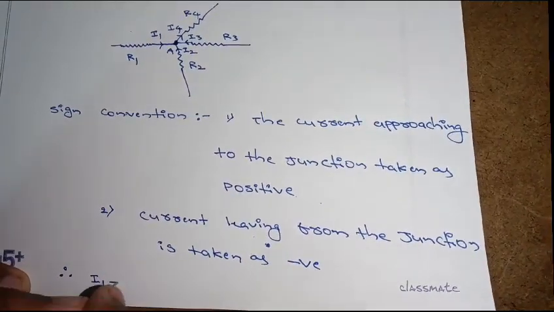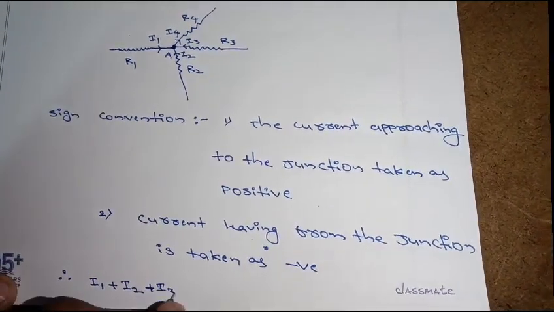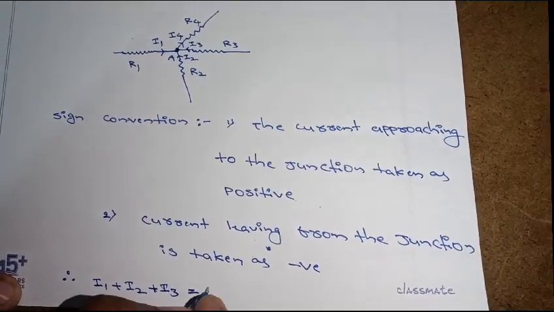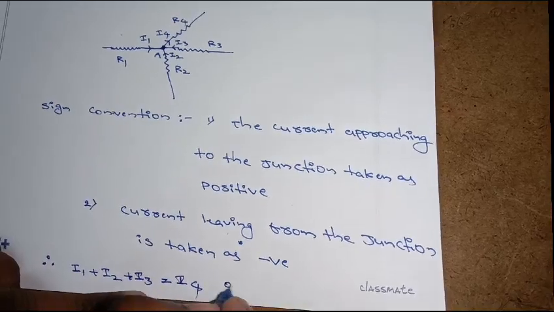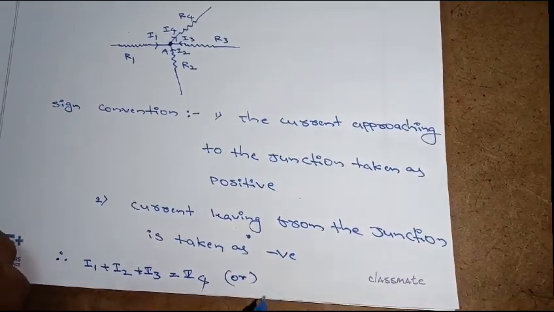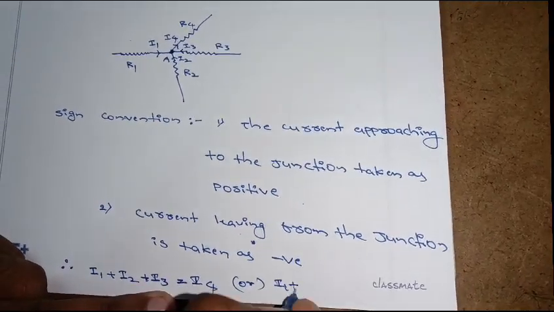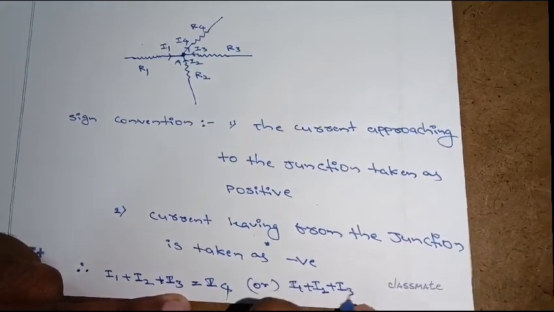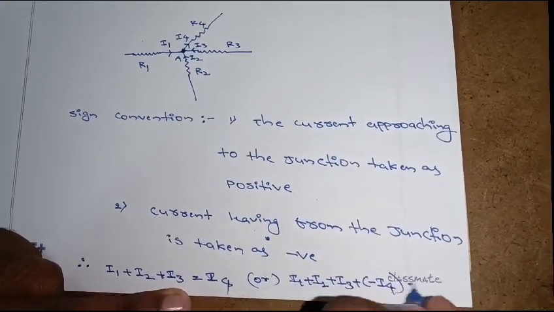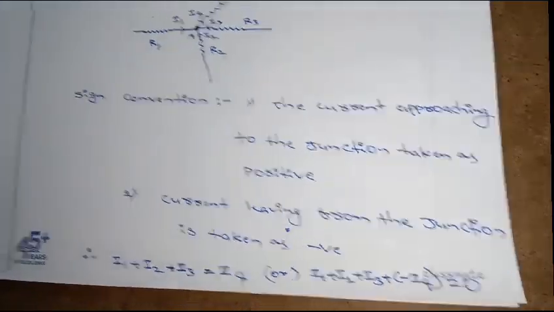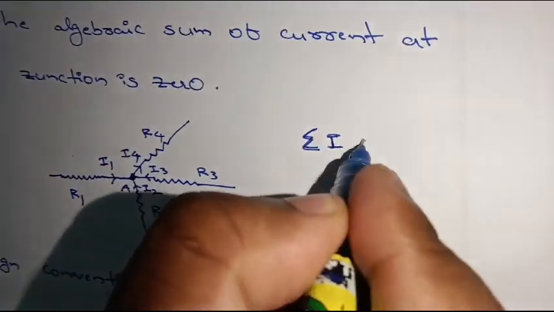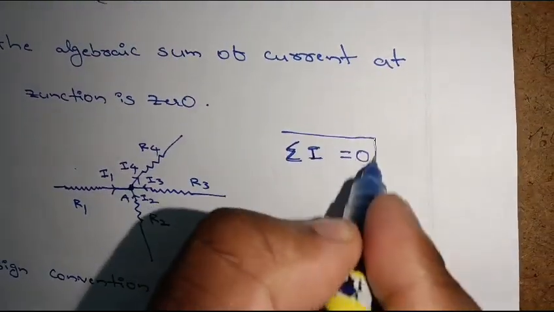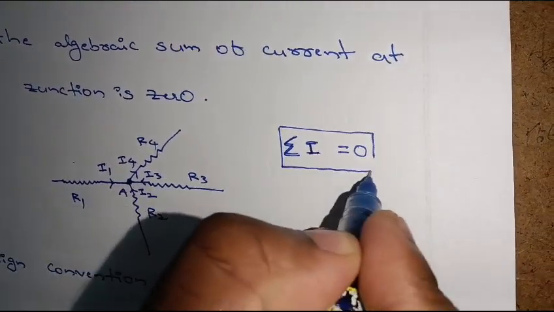Let us see the expression. I1 approaching the junction is taken as positive. I1 plus I2 plus I3 is equal to I4, since I4 is leaving from the junction. Bringing I4 to the left side, I1 plus I2 plus I3 minus I4 is equal to 0. So mathematically, summation of I is equal to 0, the sum of the currents is equal to 0.